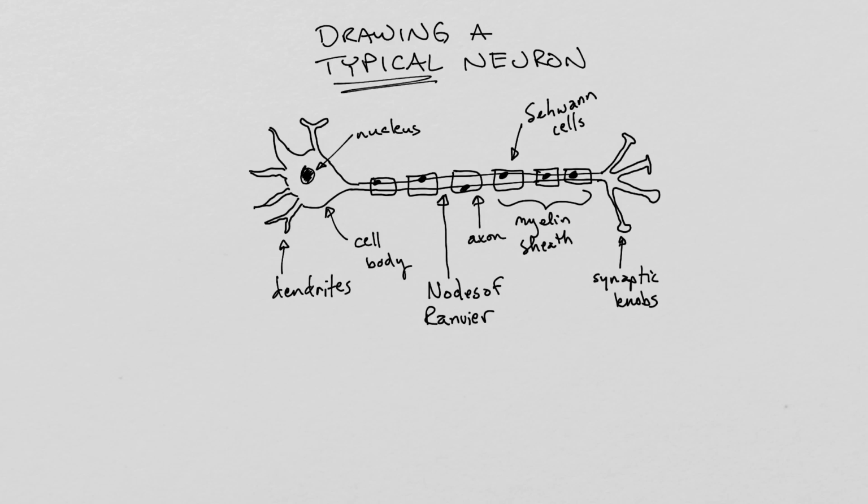Okay, we've got our synaptic terminals, our synaptic knobs, and the end of the axon we call the axon terminal. That's it for how to draw a neuron.